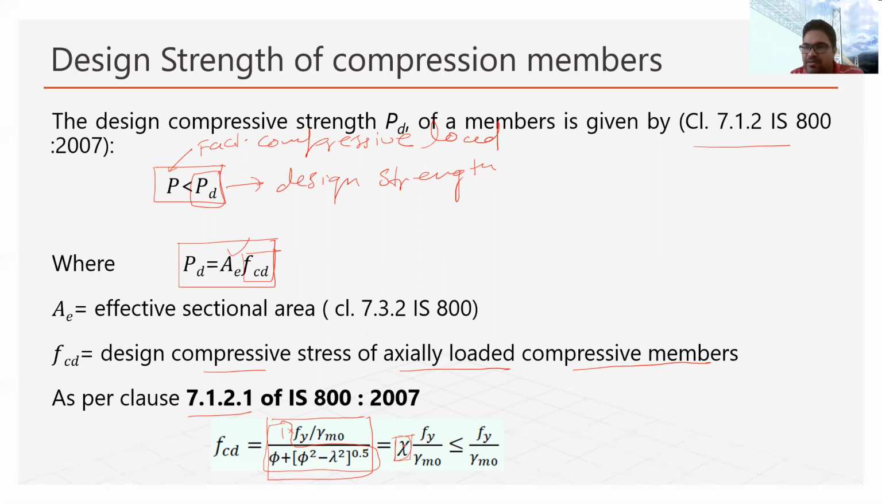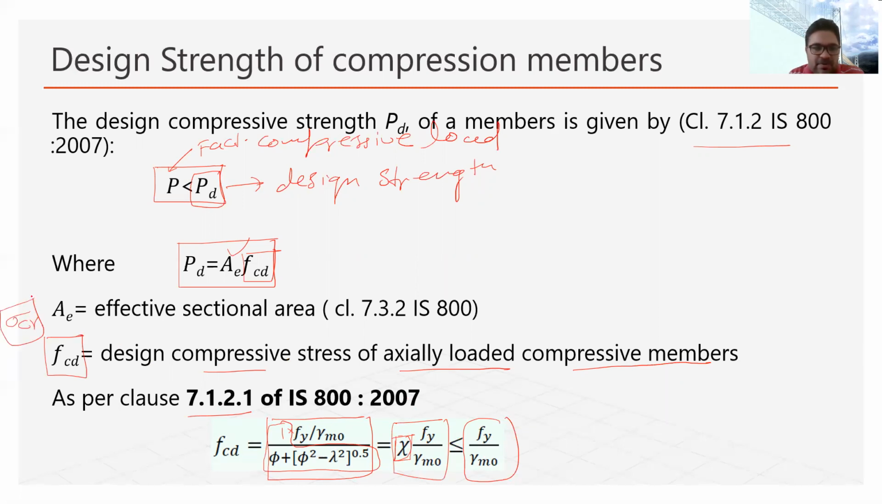This is the Greek letter called chi. So chi multiplied by Fy by gamma m naught. This value should be less than this value. That is the case here. So now I can say that this FCD can be compared with sigma CR.